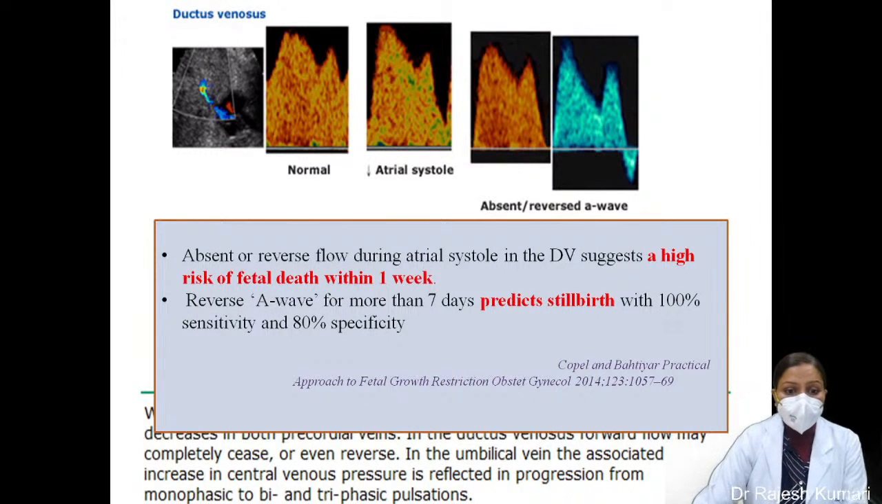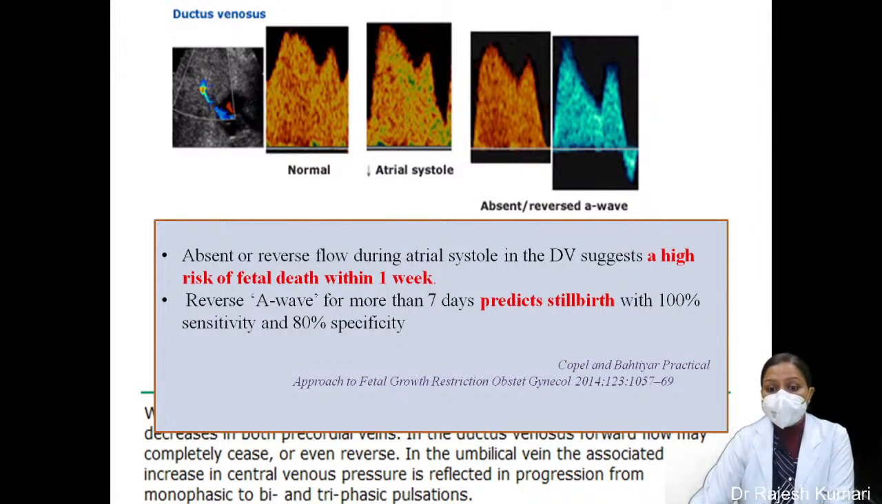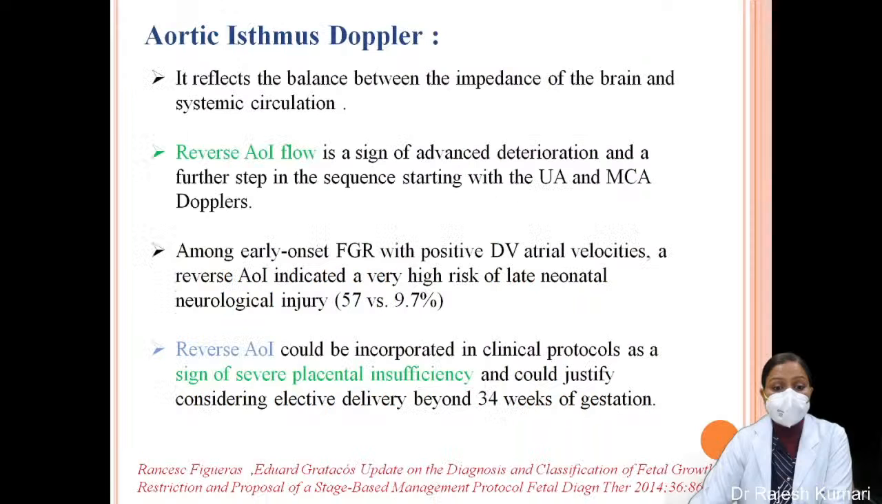So absent or reverse flow during atrial systole in the diastolic DV (ductus venosus) suggests a high risk of fetal death within 1 week, and a reverse A wave for more than 7 days predicts stillbirth with 100% sensitivity and 80% specificity.